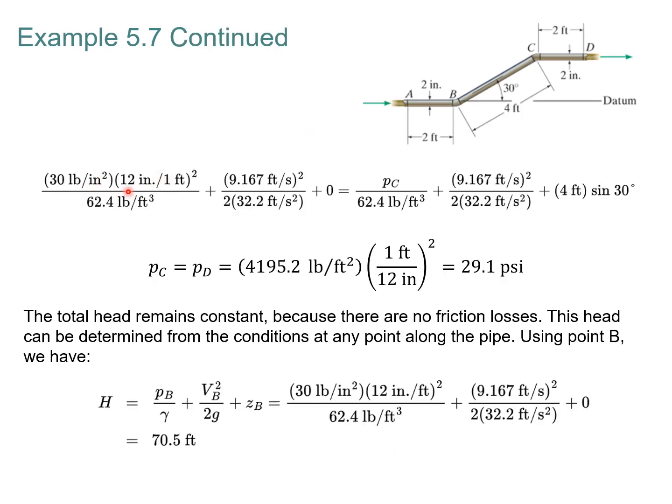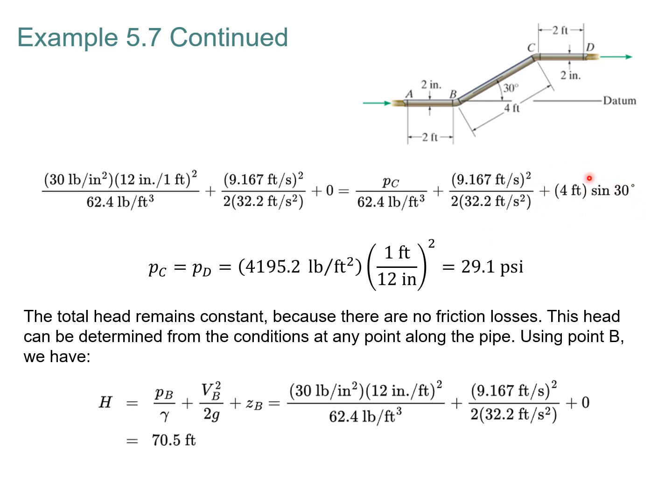And we can plug in the information that's given. We know what gamma is. We know what the pressure is at A. We know what the velocity is. Since we'll take our reference level to be at B, this Z term is going to be 0. The only thing we don't know is the pressure at C. So we can solve this equation.